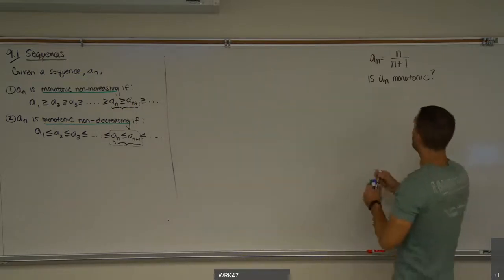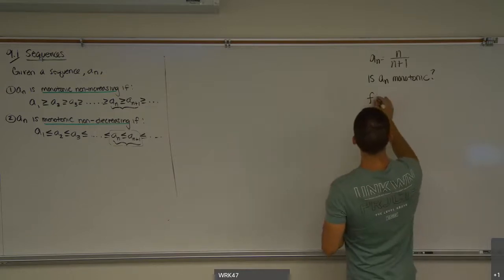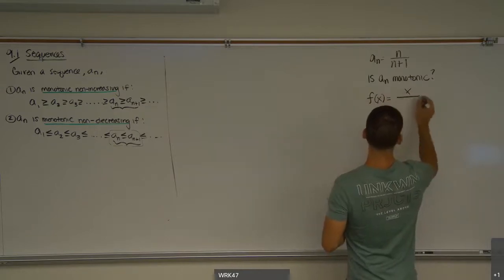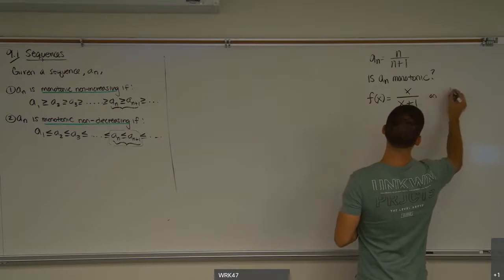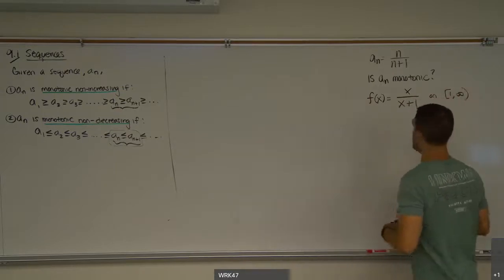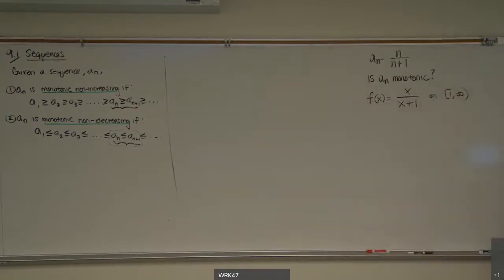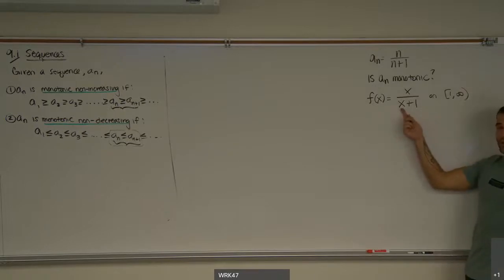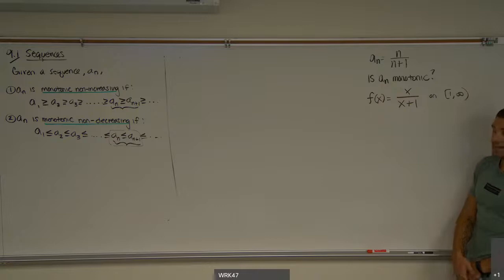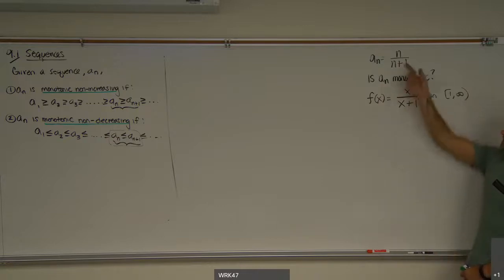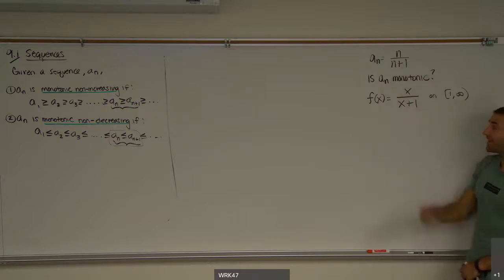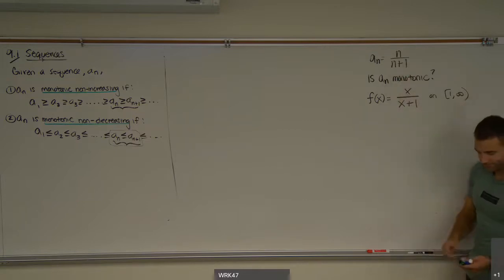I mean, hey, well, I can write this function on 1 to infinity, and on 1 to infinity, there's no issue with this function. Sure, it's discontinuous at -1, but I don't care. We're only looking at sequences. Sequences start at 1, so we're fine. On 1 to infinity, there's no issues with this function. It's continuous. It agrees with the outputs of the sequence. And so if this function is monotonic, then this sequence would be monotonic.